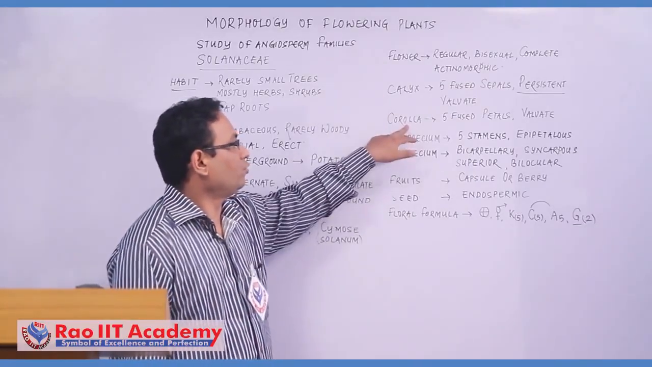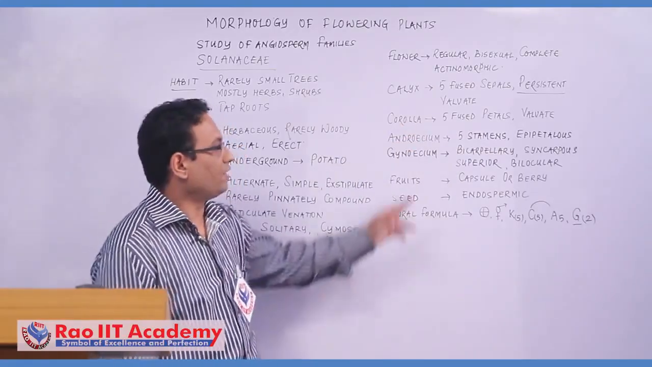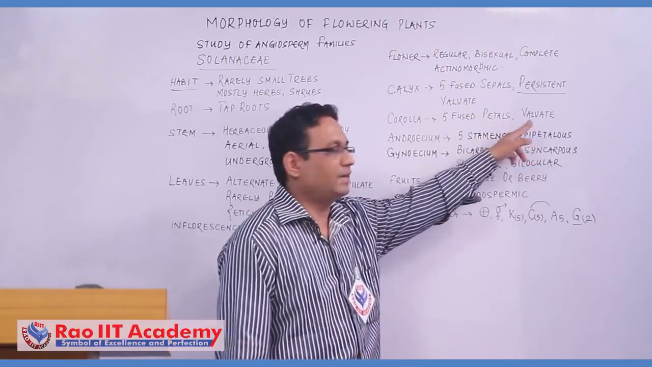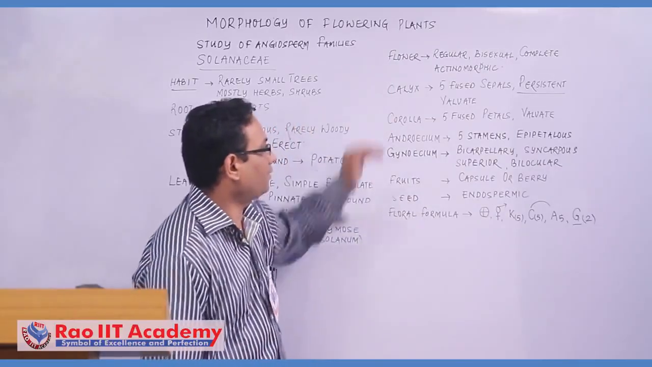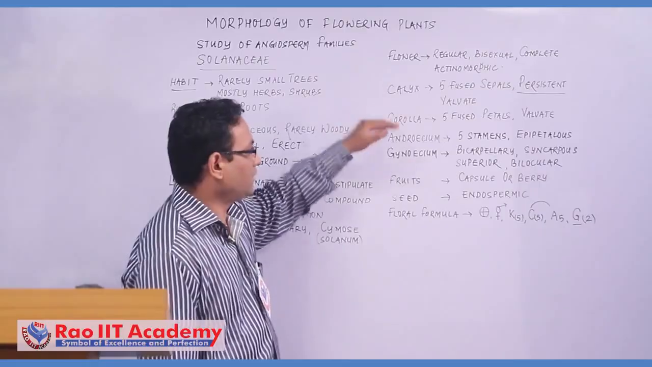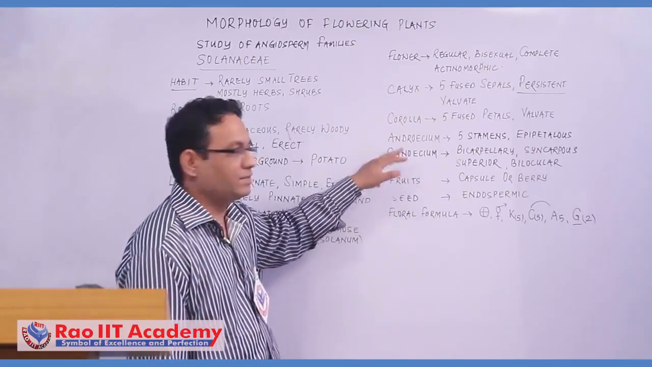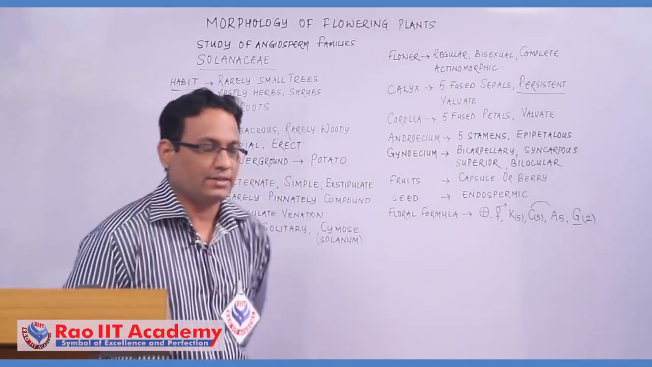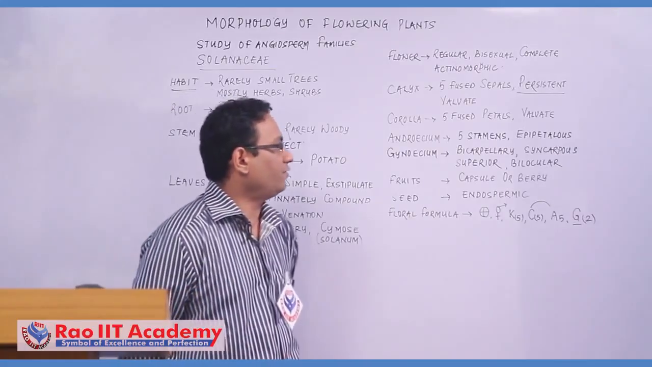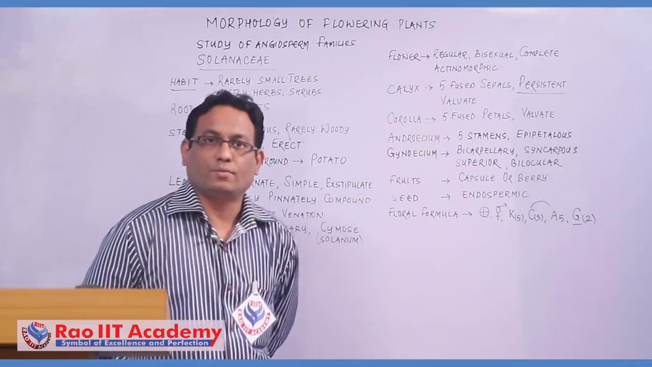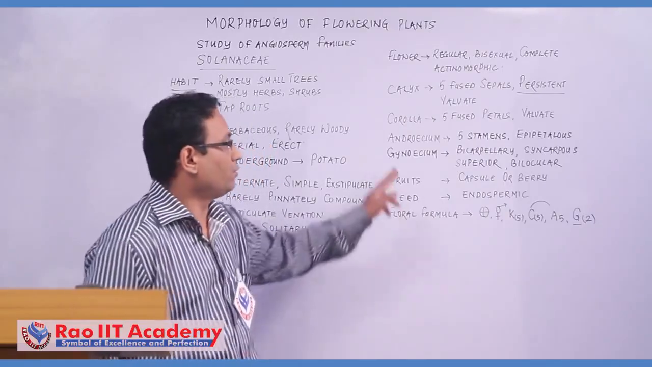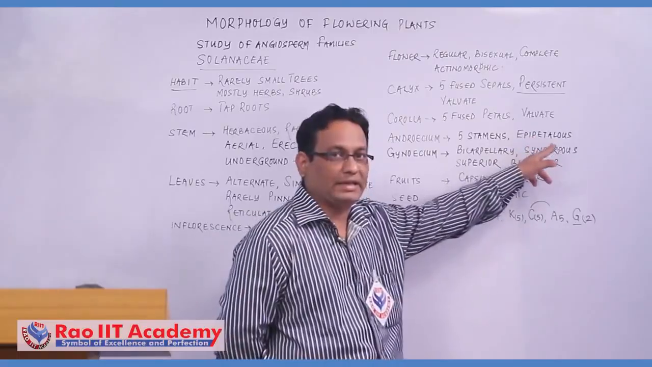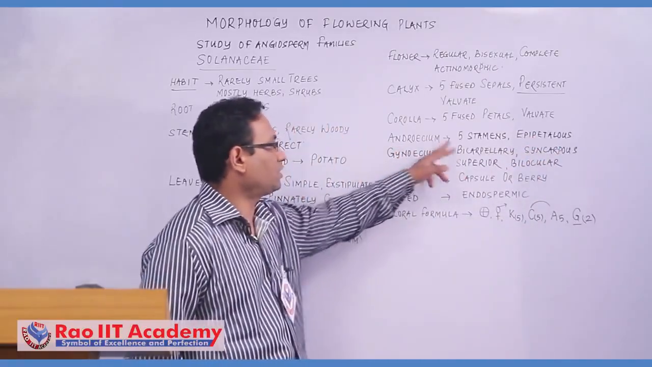From the calyx, when we move on to the corolla, once again we have 5 fused petals having a valvate aestivation. This is pretty clear. Now from the accessory whorls, we move on to the essential whorls comprising the androecium and gynoecium. Most flowers from the family Solanaceae are characterized by 5 stamens, which are free amongst themselves, but they are attached to the petals, and hence we have an epipetalous condition with respect to the stamens.